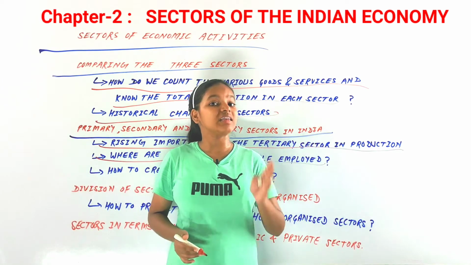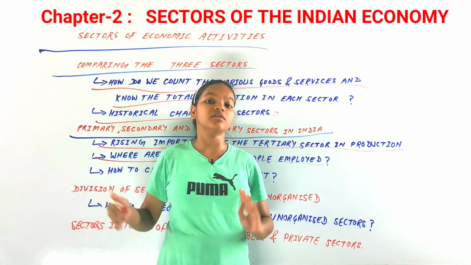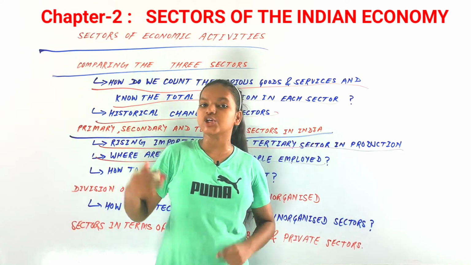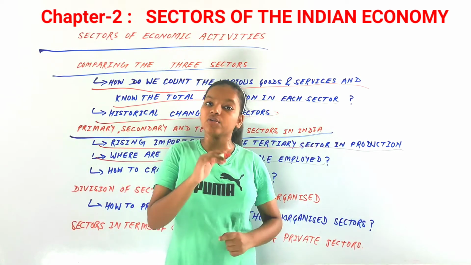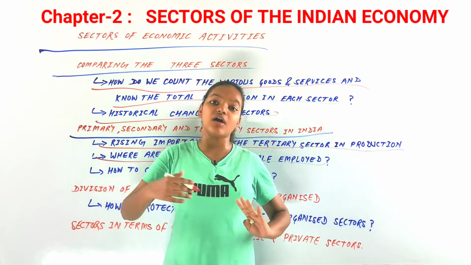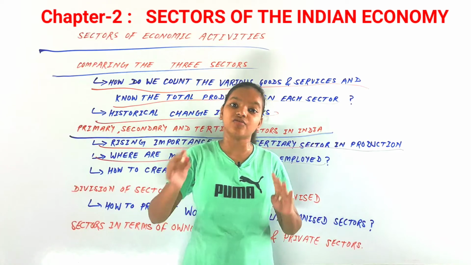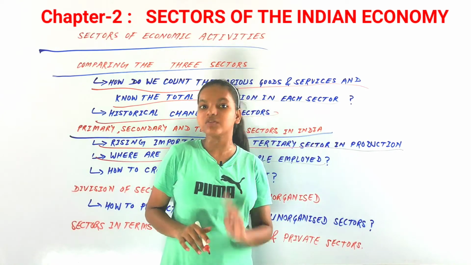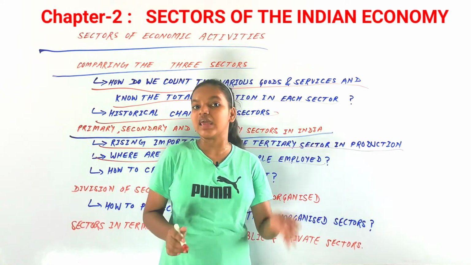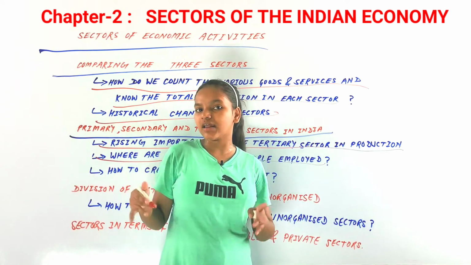It has risen around 9 times in production, comparing the 1973-74 data to the 2013-14 data. But when we talk about employment, it has only risen around 3 times. And when we talk about the tertiary sector, it has risen around 14 times in production but only around 5 times in employment. Why is it so? It has risen so much in production but not in employment.